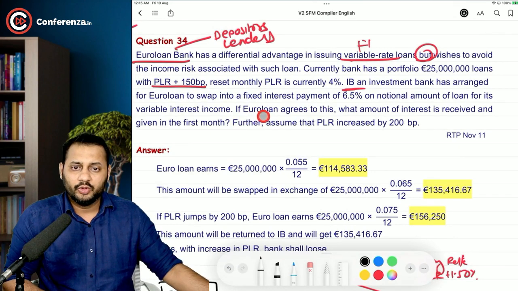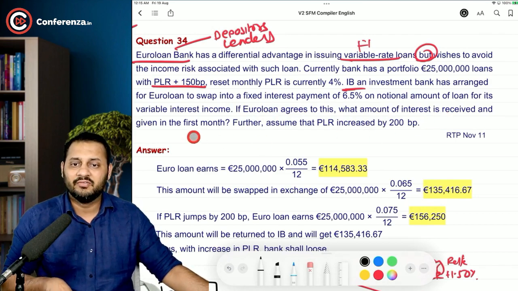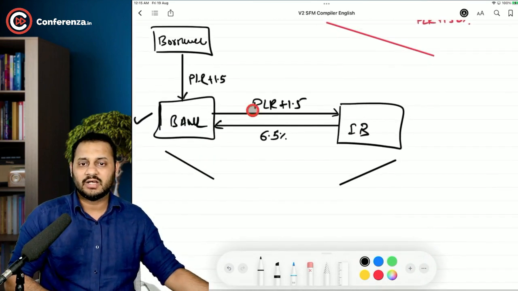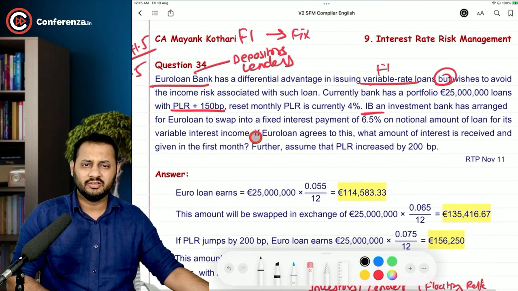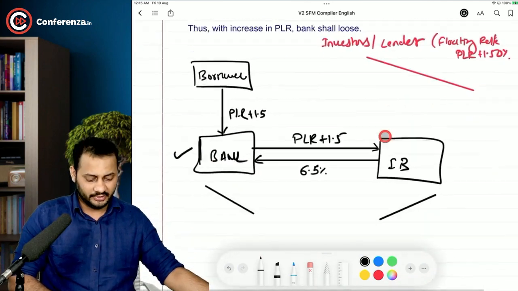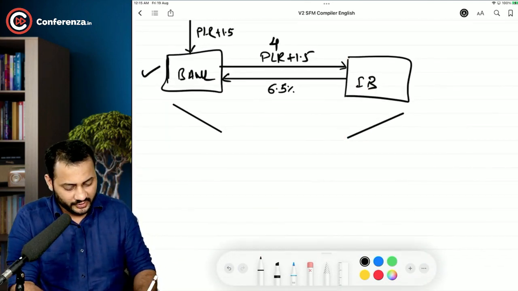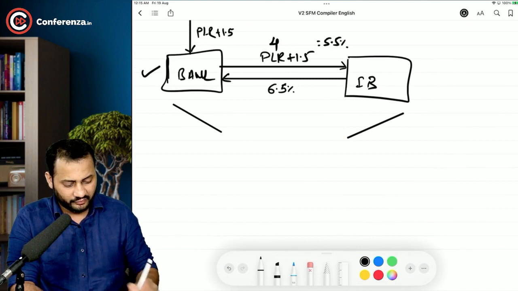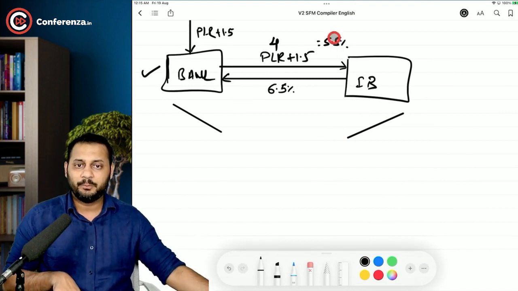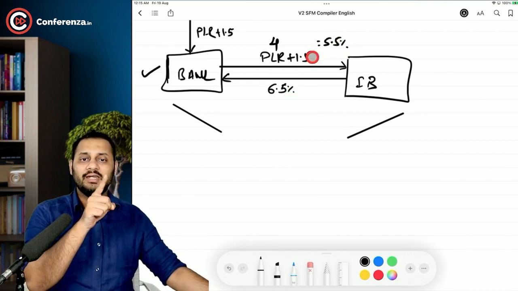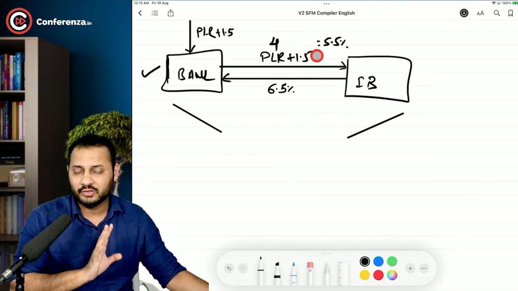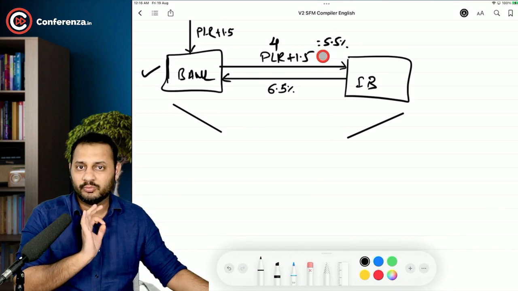Okay, now if the euro loan agrees to this, that means the euro loan is the bank, what amount of interest is received and given in the first month? What will be the swap arrangement in the first month? This is monthly, not 6 monthly, and the total amount is 25 million euros. Now understand that the rate is 4% right now, so the total will go to 5.5%. This is what you will pay to IB, and this is what you will receive from IB. So 25 million euro multiplied by this much into 1 by 12, so that you can convert the annual payment into monthly. Understand?